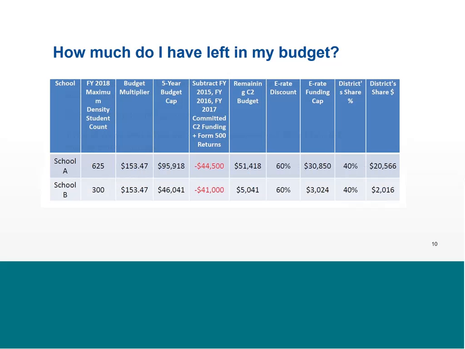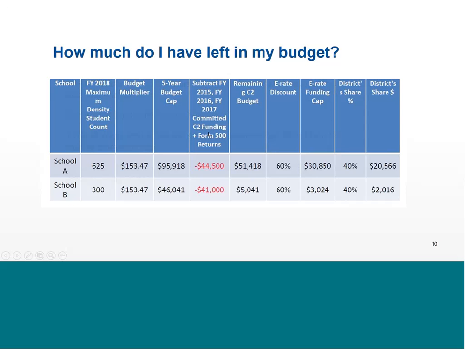So this next example is for those of you that have used some of your Category 2 money and you want to see what's remaining in your budget. Again, this is a school example, but it's the same process for libraries. So again, we're looking at School A. They have 625 students. They have their multiplier of $153 per student. They have a total budget of $95,000.